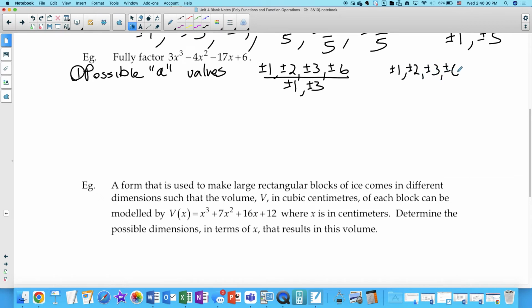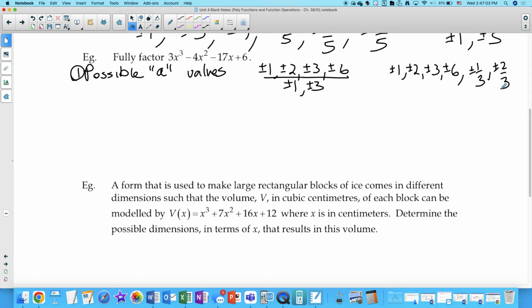So plus or minus 1 over 3, plus or minus 2 over 3. Okay. Now the other ones we've actually already got down there, because plus or minus 3 over 3 is plus or minus 1, which is already there. And plus or minus 6 over 3 is plus or minus 2. Okay, so part of the process is showing what could work.